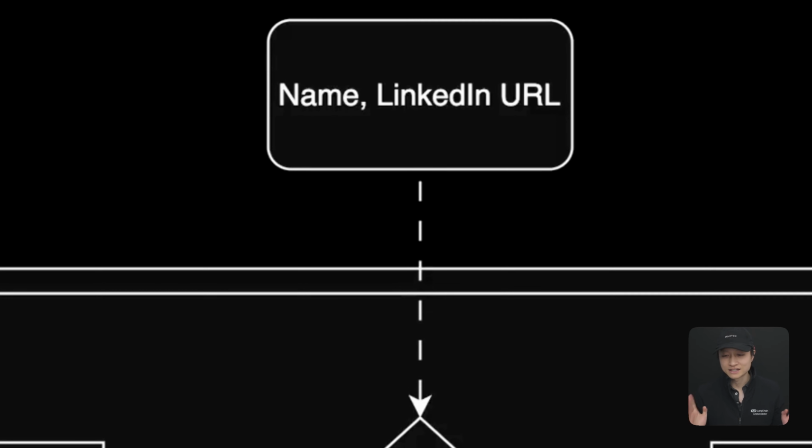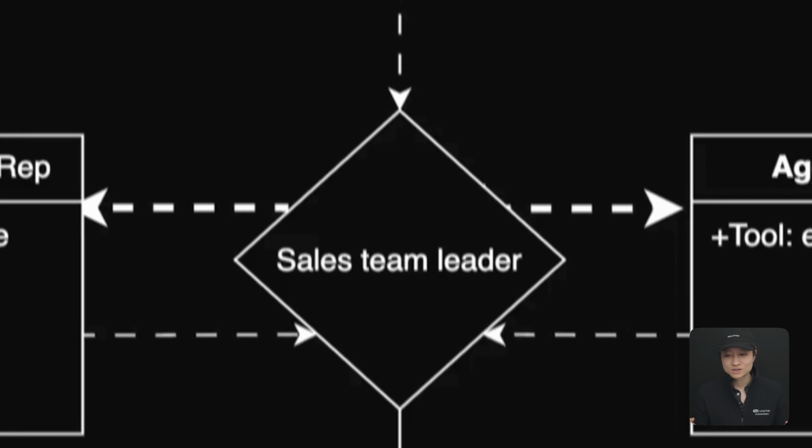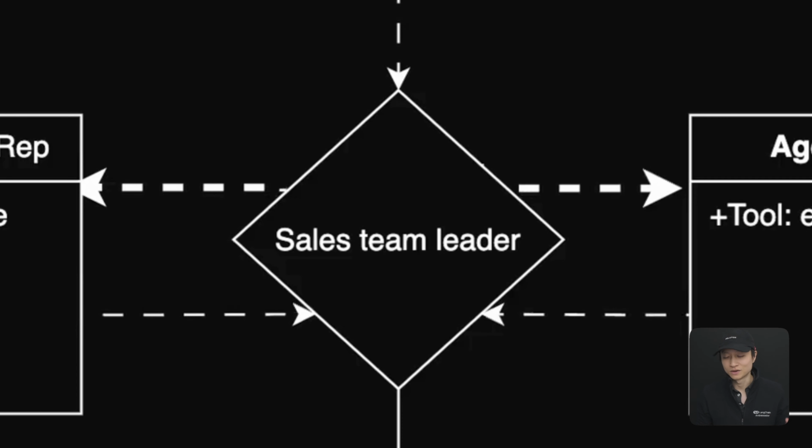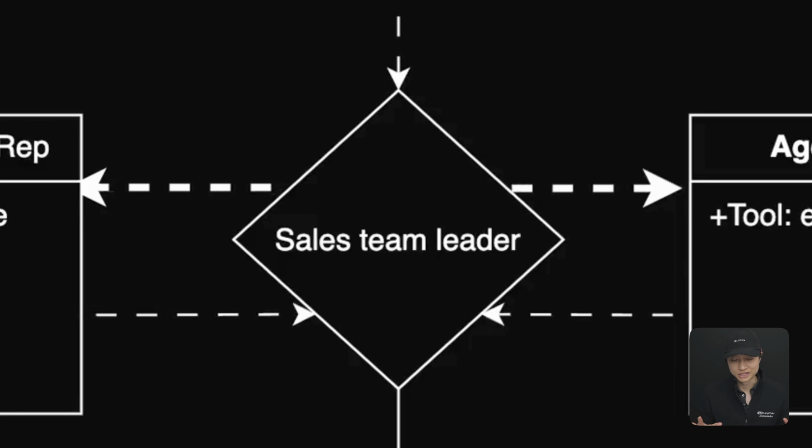We have a list of leads that come in. So this is just people's name and URL for their profile on LinkedIn. And then that gets passed to the first agent, which is the sales team leader. So this agent knows that it has access to employees, and this is the main brain of the operation.